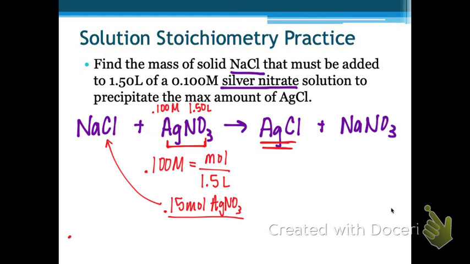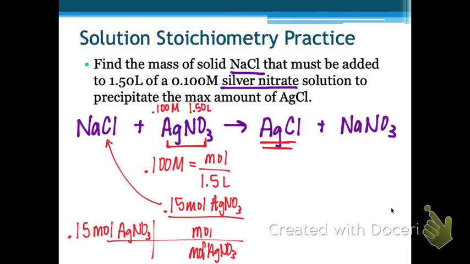So I'm just going to start my stoichiometry chart with 0.15 moles of AgNO3. What am I going to go to? Can't you just go straight to the, yeah, moles of what? AgCl. No, we don't really care about AgCl because it's not asking us how much silver chloride we can make. We're going to go to NaCl because we want to know how much sodium chloride we need. So then we go moles of NaCl to grams of NaCl.